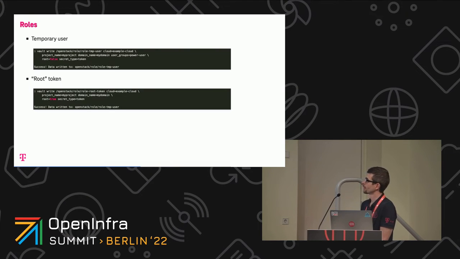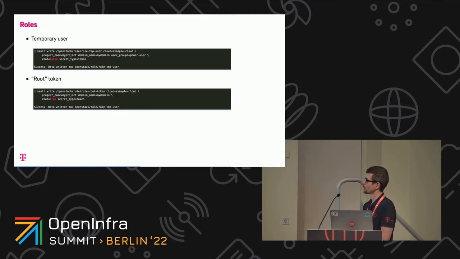So, good. Next, creating two different roles. First one, temporary user. Basically, what we say here is, in the Vault, we configure the role TMP user, which would refer to the cloud example cloud, from the step above, and it would give us a temporary user with the project name my project in the particular domain, with particular user groups. That is also something where, once you create a temporary user, you might want to assign it to particular groups. So that is also what we have here. Root false. This is something we will come to shortly, and secret type token. Basically, every time for the temporary user, we have the possibility to get back a token or the password.